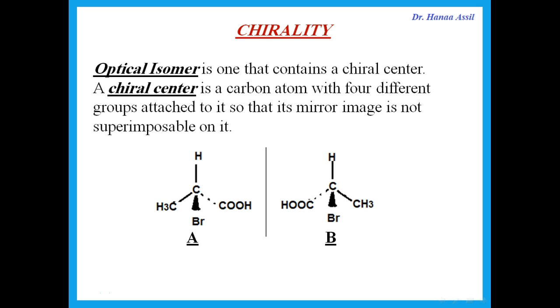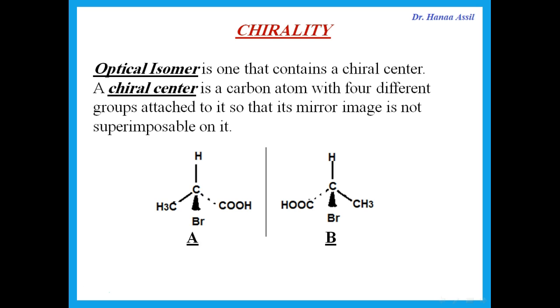Now, actually, these two are different. They're not exactly the same. The mirror image is not superimposable on the first one. So you cannot bring B and put it on top of A and it will be exactly the same. It will not. The COOH will come on the CH3 and the CH3 will come on the COOH. So we say these are mirror images that are not superimposable on each other.